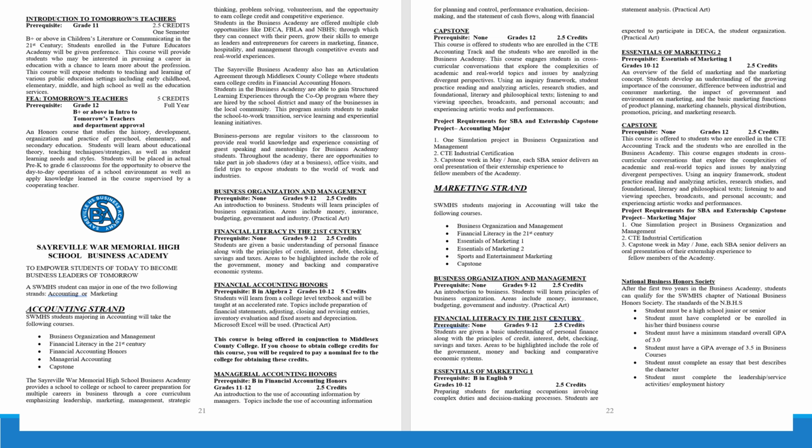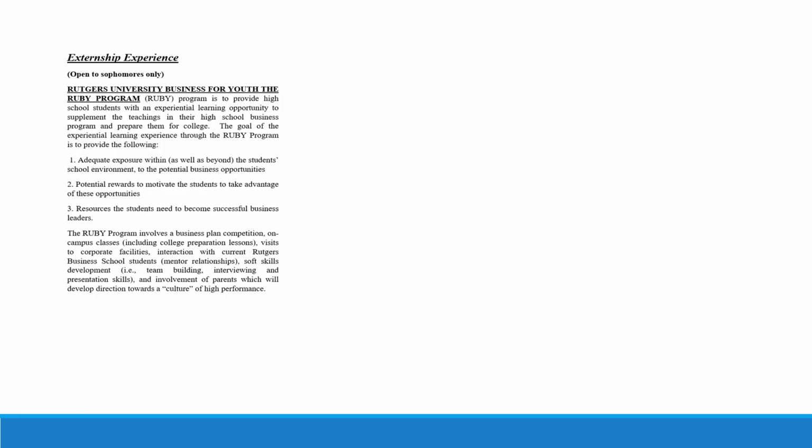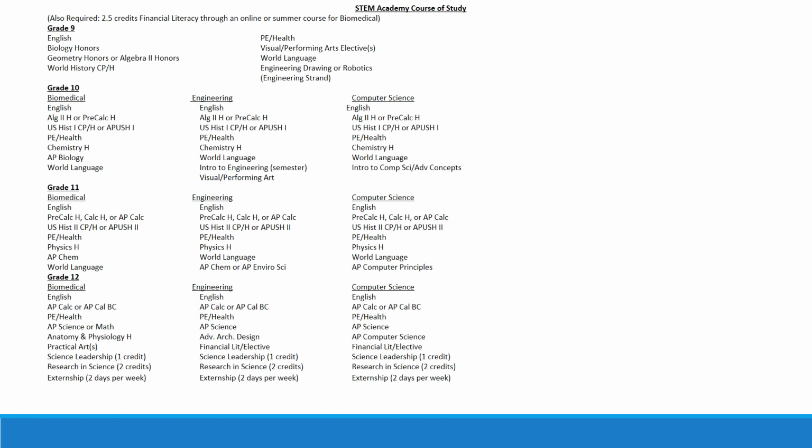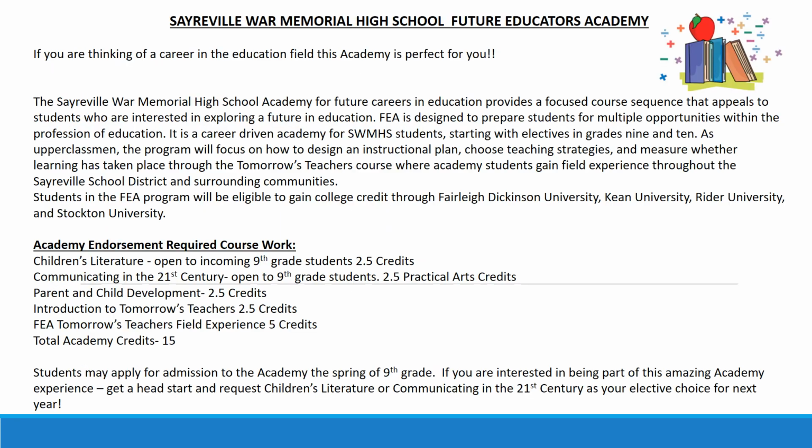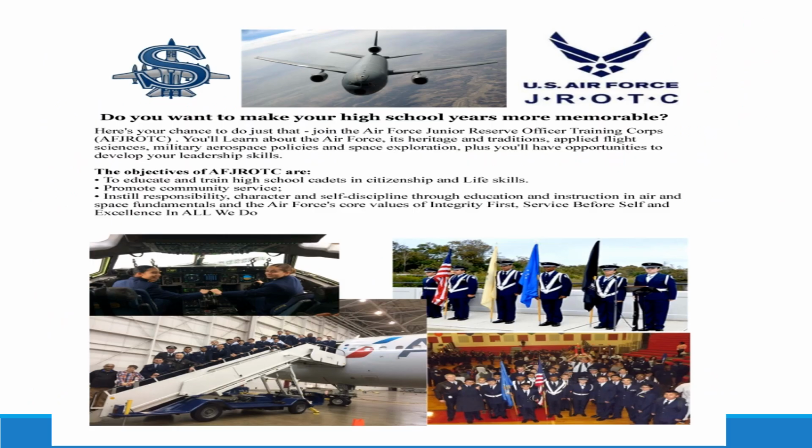The Business Academy, we have an accounting strand and a marketing strand. And then we have our STEM academies. We have a biomedical, an engineering, and a computer science strand. 3 different strands of courses in the STEM Academy. This is the information for our Future Educators Academy. This is the information for our Junior ROTC program.